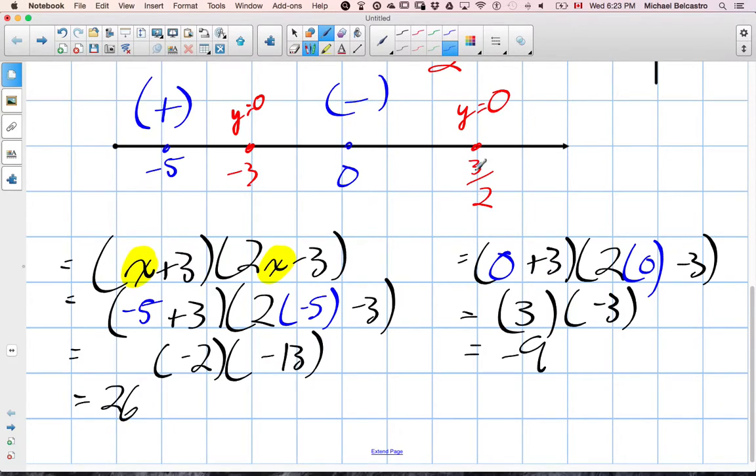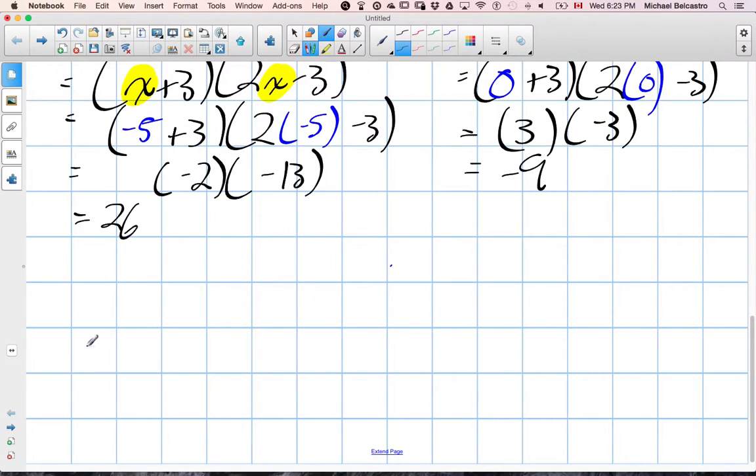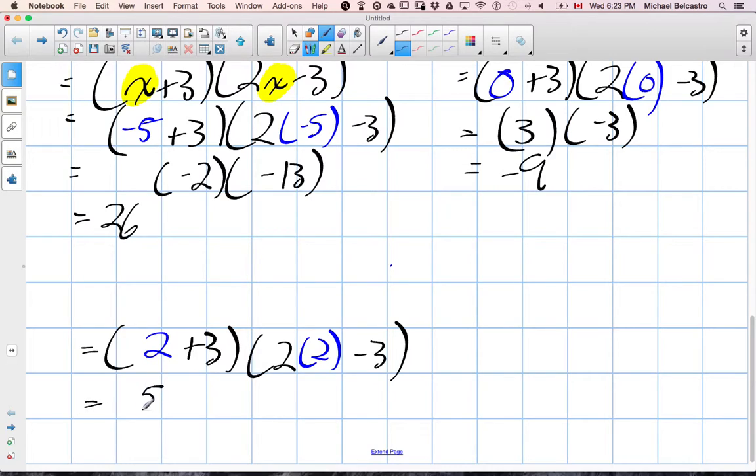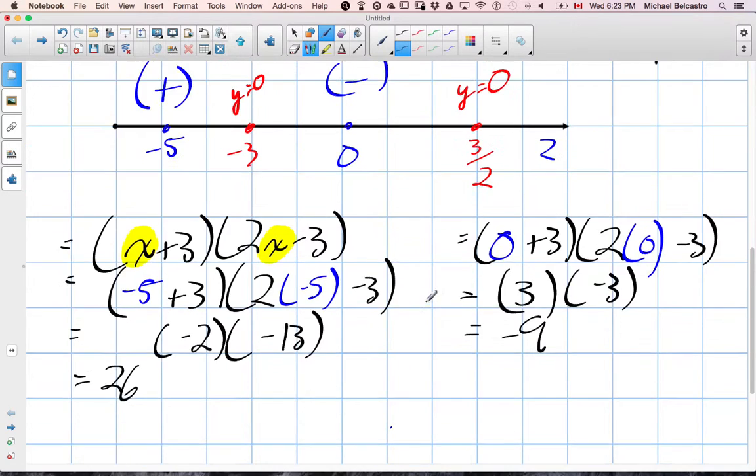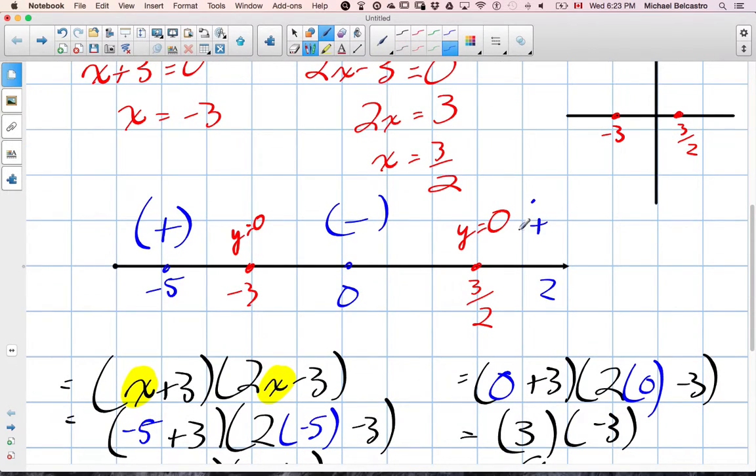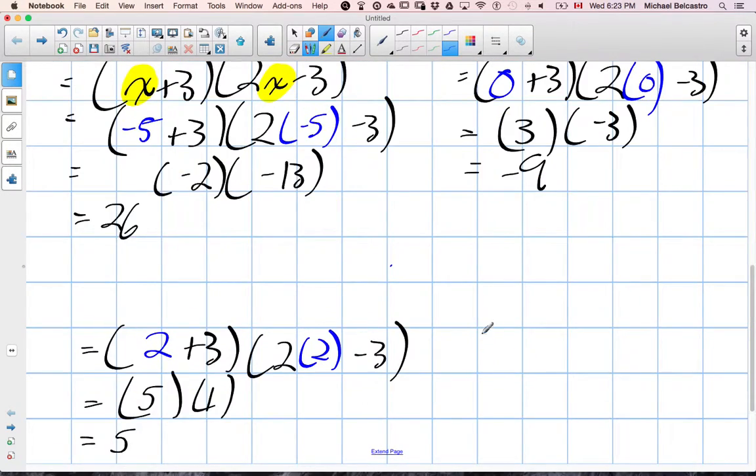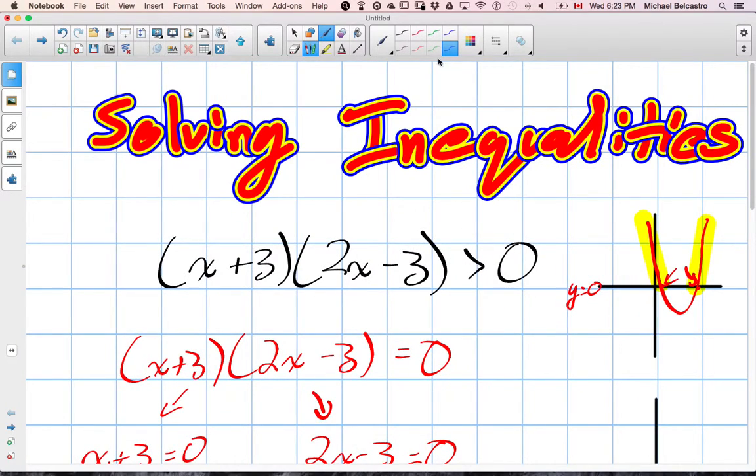And then finally, we'll test the last one. We'll just use the value of 2. 2 is greater than 3 over 2. Like we said, we have a decent idea of what we're going to have here. We use 2 plus 3, times 2 times 2 minus 3. This will give us 5 and 1. Our value is 5, but more importantly, our value is positive. So we've just proven the intervals for this answer. Remember, the inequality was only asking for when it is greater than 0, so they only care about when our function is positive.